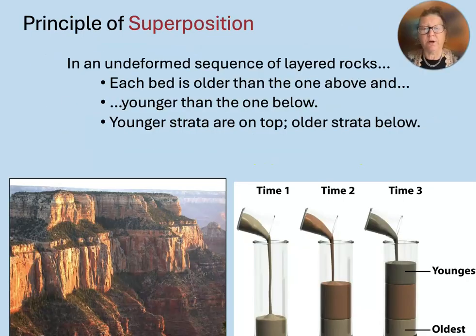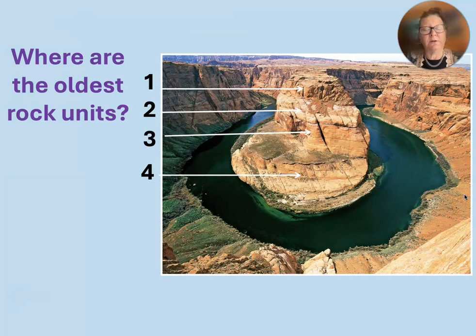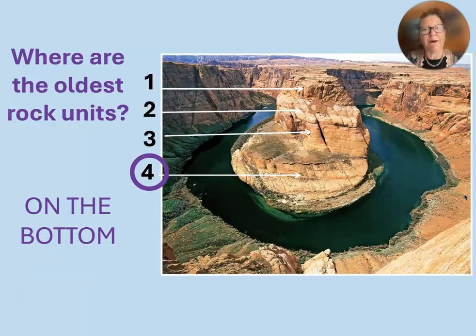The principle of superposition. This is pretty straightforward. This says that rocks form from the bottom to the top in layers. So the rocks on the bottom are the oldest, and as you go up, the rocks are younger and younger and younger. And this is shown in the little cartoon to the right, and also in this shot of the Grand Canyon to the left. The lower rocks are oldest, then we have some younger rocks above them, and younger still rocks at the very top. Where do you think the oldest rock units are in this picture? That's right, on the bottom.